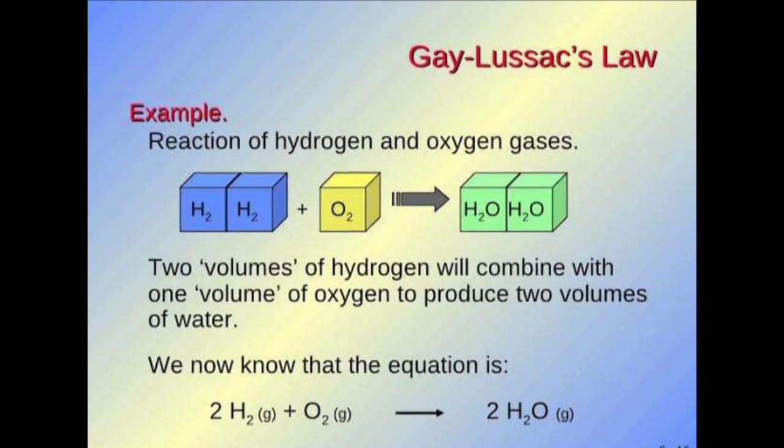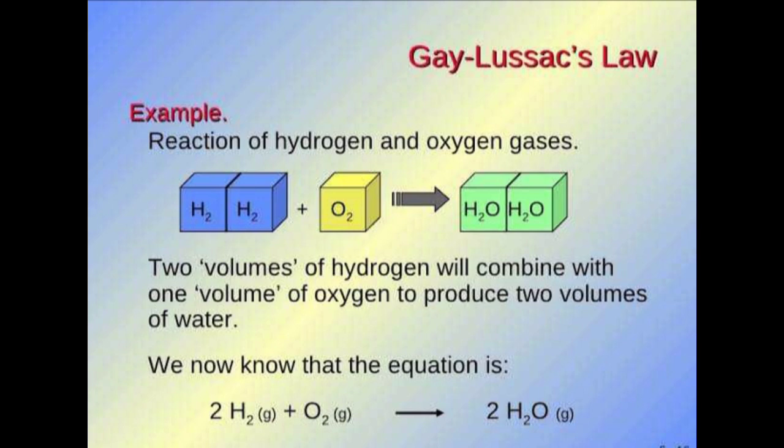Gay-Lussac's law of gaseous volumes can be explained by taking the example of the formation of water. It is a reaction of hydrogen and oxygen gases. 2 volumes of hydrogen will combine with 1 volume of oxygen to produce 2 volumes of water. It is well understood by looking into the balanced chemical equation for the formation of water. 2H2 gas plus O2 gives 2H2O.